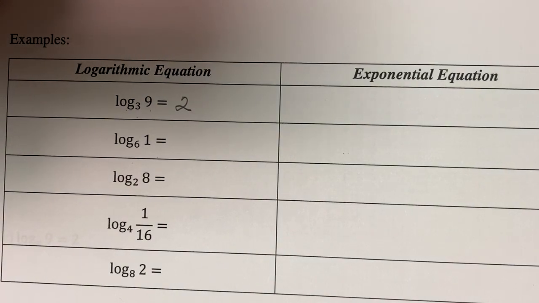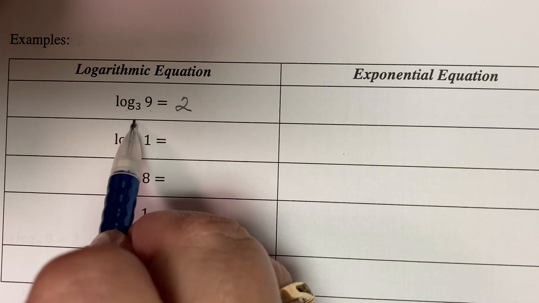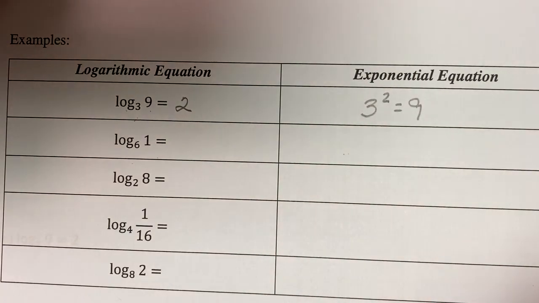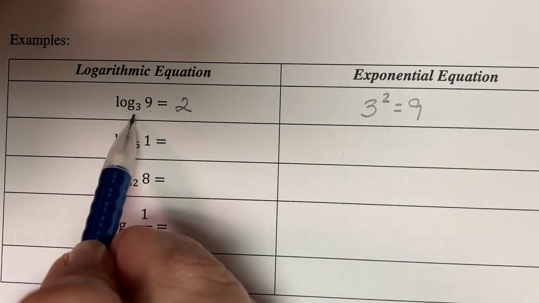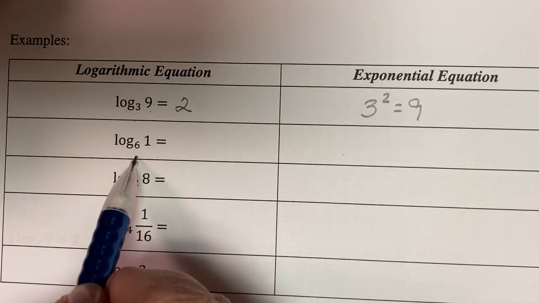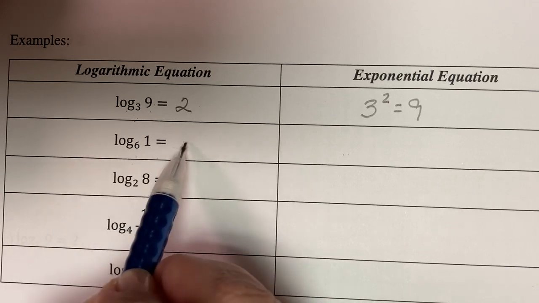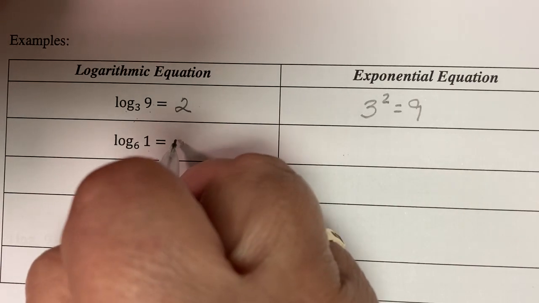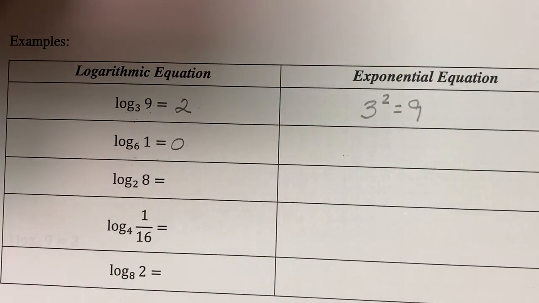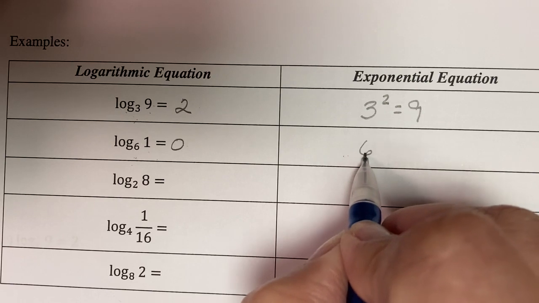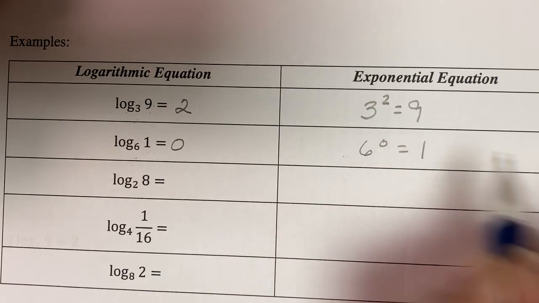And here's why I know that. The exponential equation represented by this log equation would be 3 to the second is equal to 9. So you can read this as 3 to what power is equal to 9. Let's do this one. What is this going to be? 6 to what power is equal to 1? Well, there's only one power that you can raise 6 to that's going to get a 1, and that is the 0 power. So if I take this log equation and change it to its related exponential, it would be 6 to the 0 power is equal to 1.